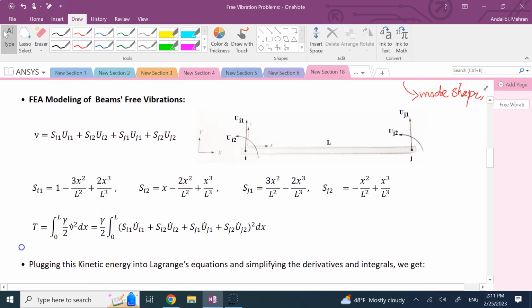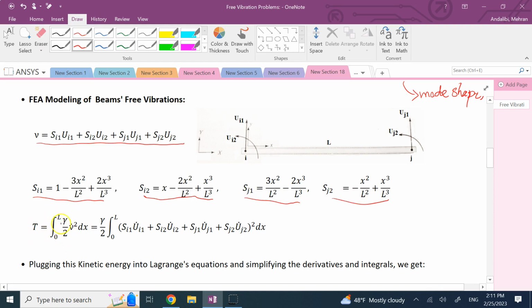Now, if you look at the beam, remember it had 2 degrees of freedom at each node, a vertical displacement and a rotation, and you could write the total vertical displacement at any point as a linear combination of the shape functions and the nodal displacements, where the 4 shape functions are these 4 functions that we learned when we talked about beams.